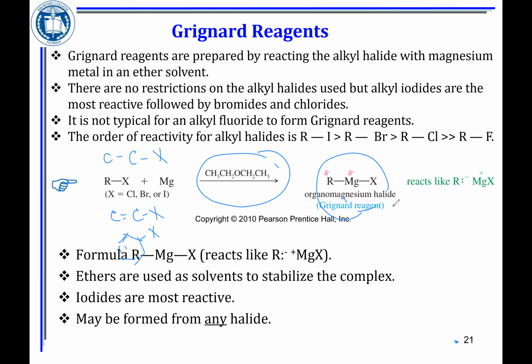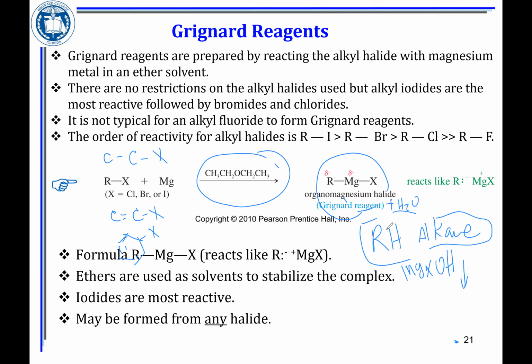So what's going to happen if you add protic solvent to this? Let's say you add water, it's going to change to RH, that's alkane, and it will give you MgXOH as a precipitate. Alkane is not something that is going to attack the next group or the carbonyl group, and MgXOH is going to be a precipitate, so you're not going to get a product. So it's very important to use an aprotic polar solvent.